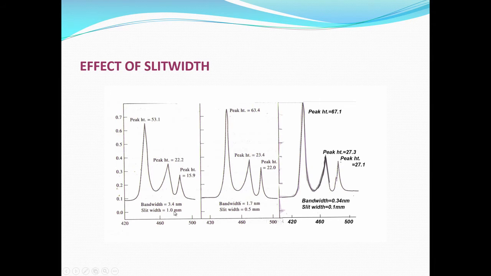and here you can see the sharpness of the peaks as the bandwidth varies from 3.4 nanometer, slit width is 1 nanometer, this is 0.5 and this is 0.1 millimeter. So, here bandwidth is more, 0.34 bandwidth is much less, and here it is 1.7 and it is 3.4 nanometers. Okay. So, you can see the peak heights are entirely different for the same system.